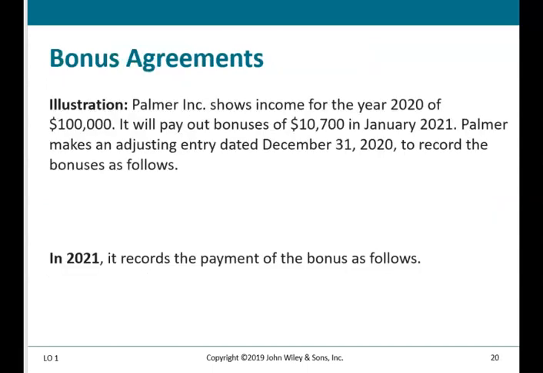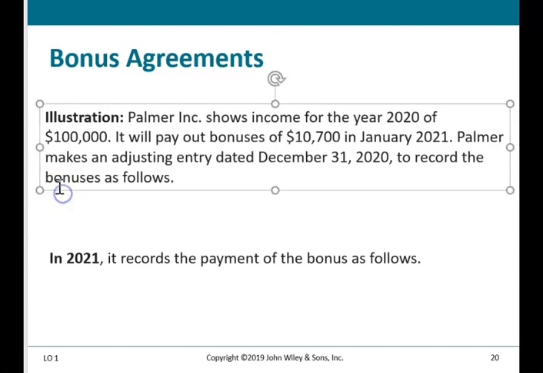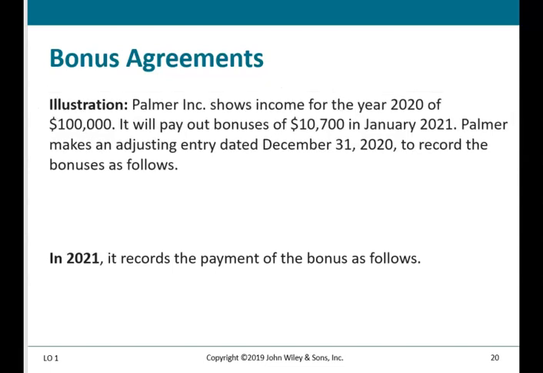Let's take a look at an example. Palmer Inc. shows income for the year 2020 of $100,000. It will pay out bonuses of $10,700 in January 2021. Palmer makes an adjusting entry dated December 31st, 2020 to record the bonuses. Now this could go directly to an account called bonuses expense, but we're going to record it directly to salaries and wages expense.